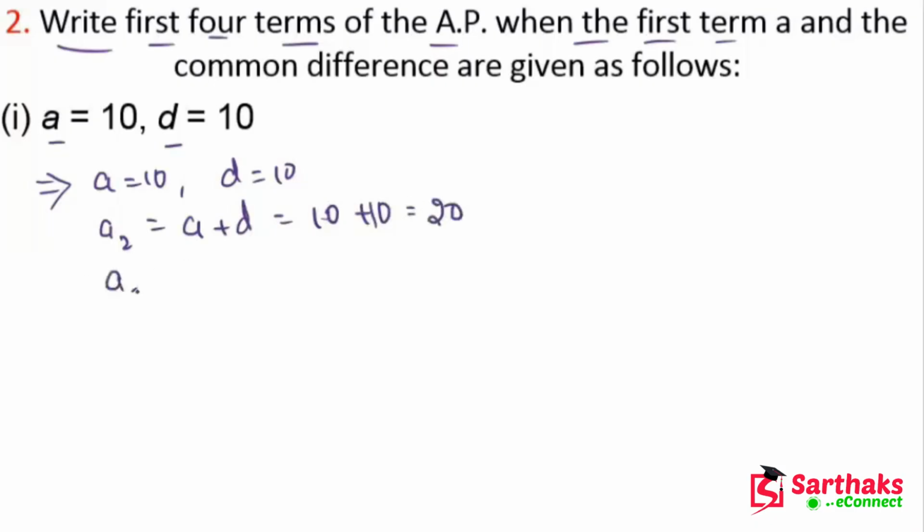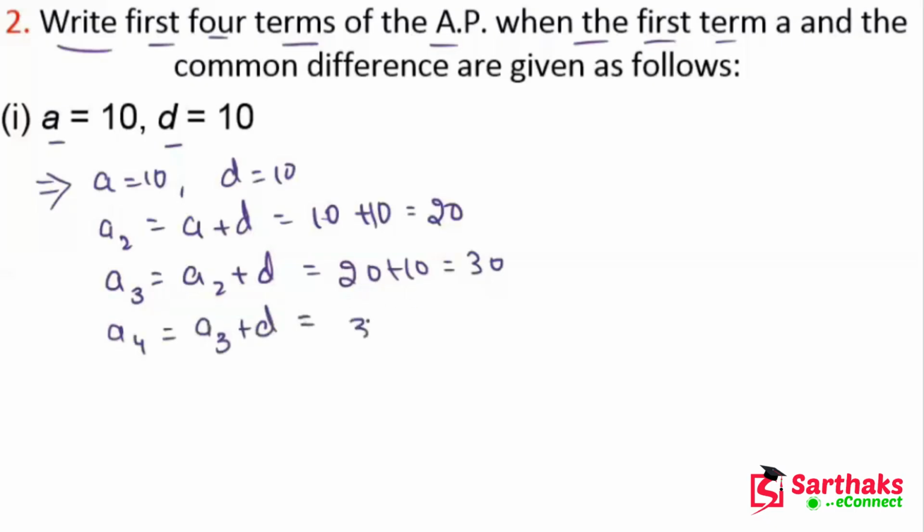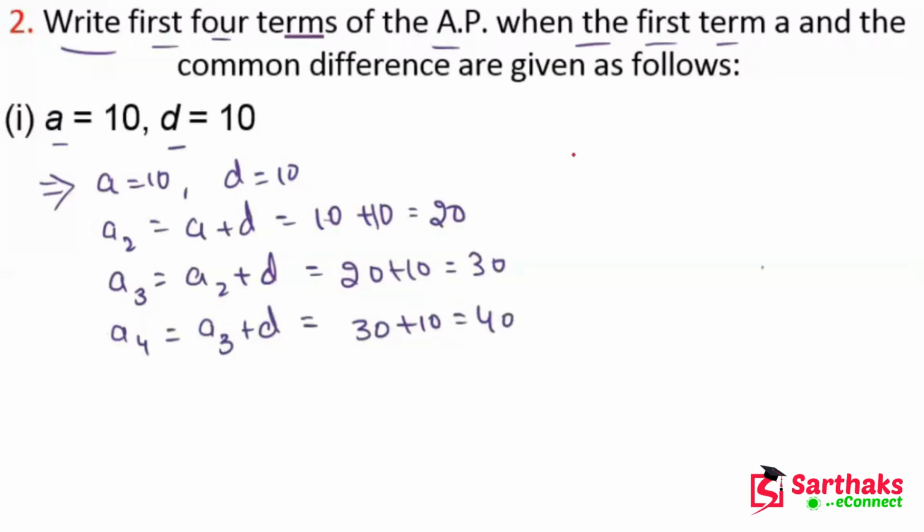Now what is the third term? The third term is A2 plus D, and A2 is 20, so 20 plus 10 gives 30. And again we can find A4, which is A3 plus D, so 30 plus 10, which equals 40. So these are the first four terms. I hope you get this point. So now let's move on.